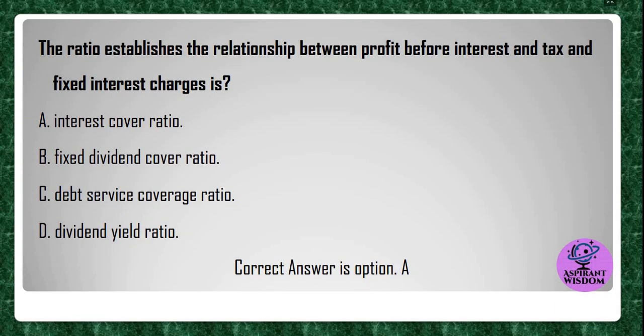The ratio which establishes the relationship between profit before interest and tax and fixed interest charges is: A. Interest cover ratio, B. Fixed dividend cover ratio, C. Debt service coverage ratio, D. Dividend yield ratio. Correct answer is option A.